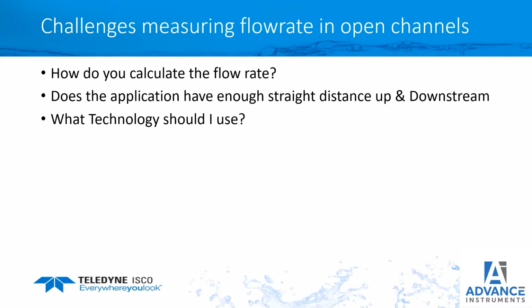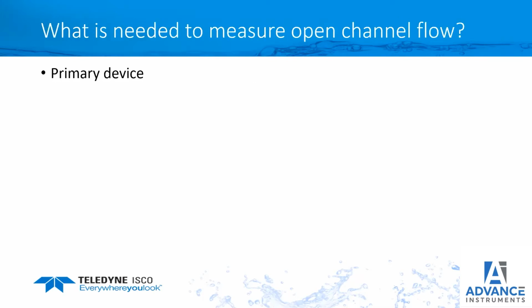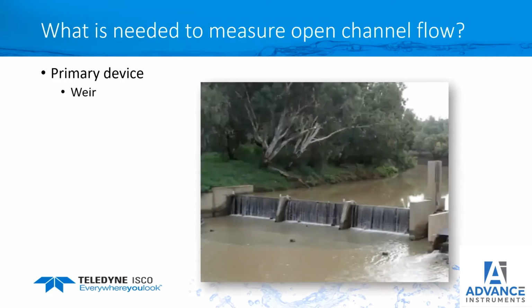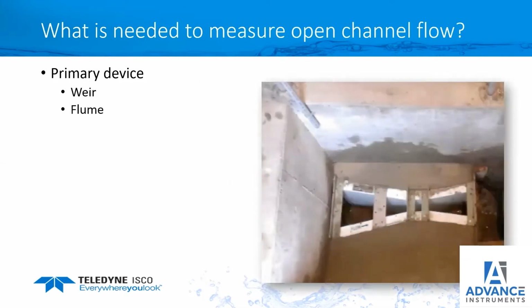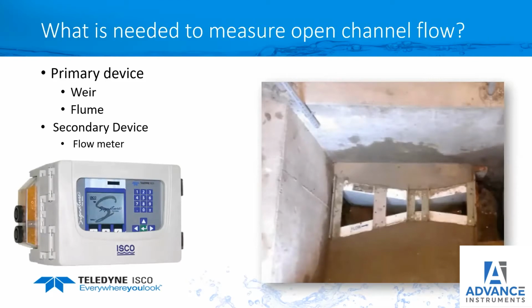So what are some of the challenges in calculating flow in an open channel? We're going to discuss how you can calculate the flow rate, the application, does it have enough up and downstream room to get uniform flow, and what technology should we use? So what is needed to measure open channel flow? You need a primary device, which could be a weir or a flume, and then you need a secondary device, which would be a flow meter or a flow logger.